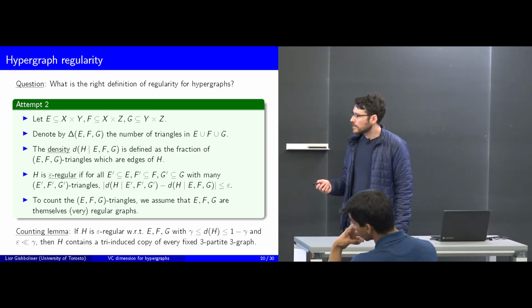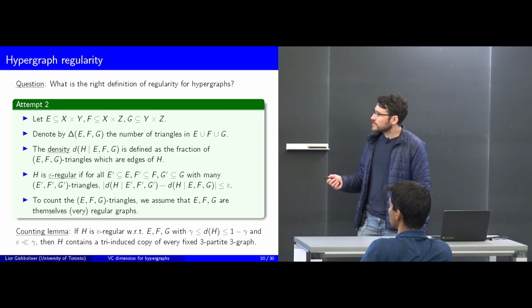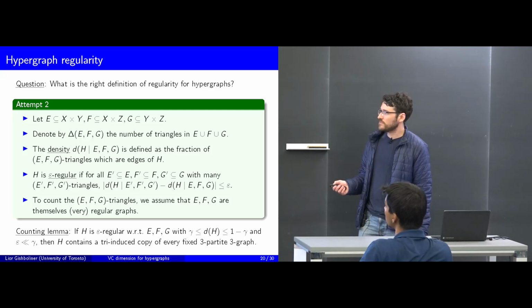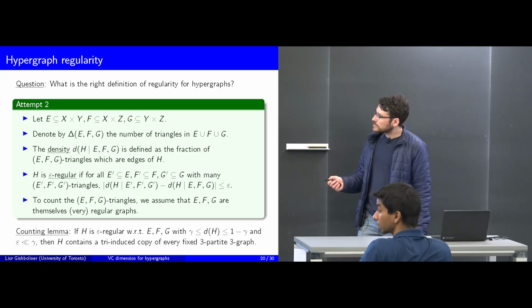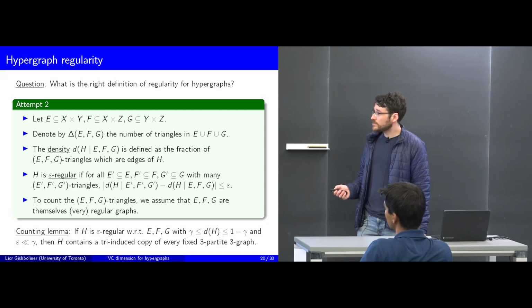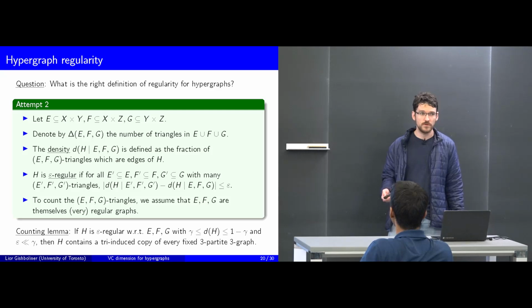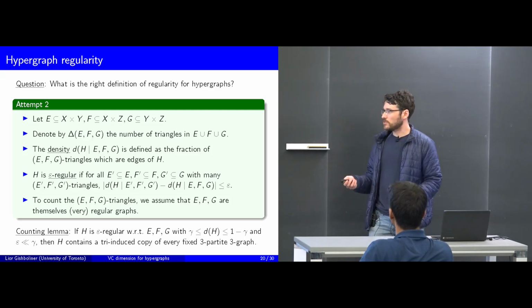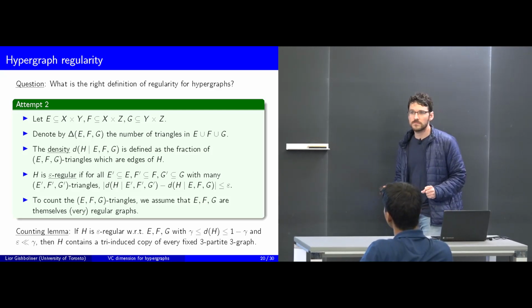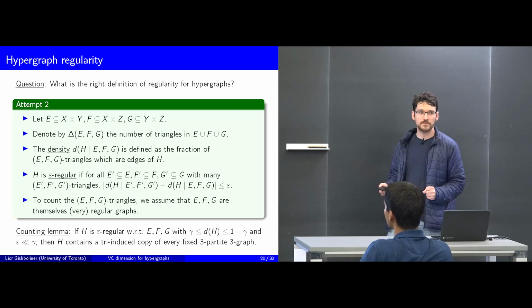Okay. And then for this definition, the counting lemma is true. So if H is epsilon regular, and the density of H with respect to the triangles is not too close to 0 or 1, then we can embed a copy of every fixed tripartite hypergraph. So that's just the analog of the counting lemma we saw for graphs. Okay, questions?